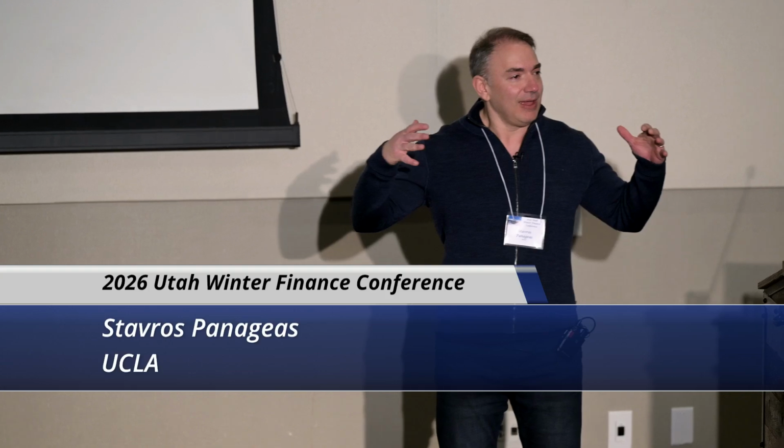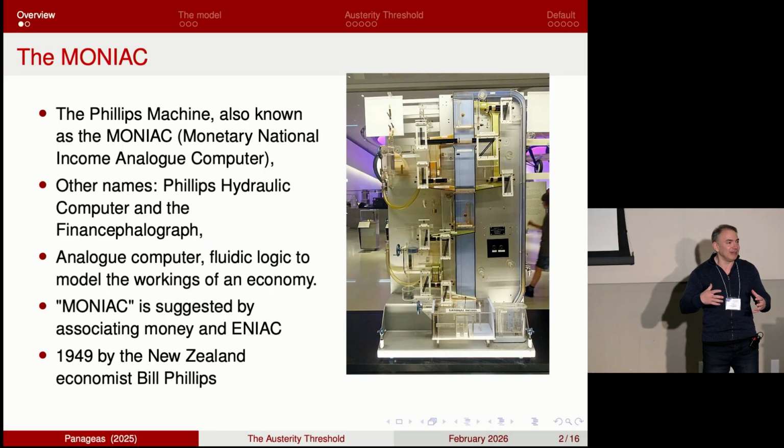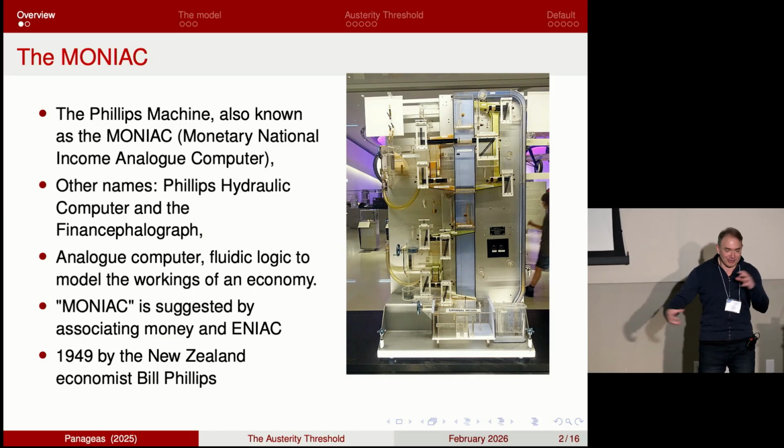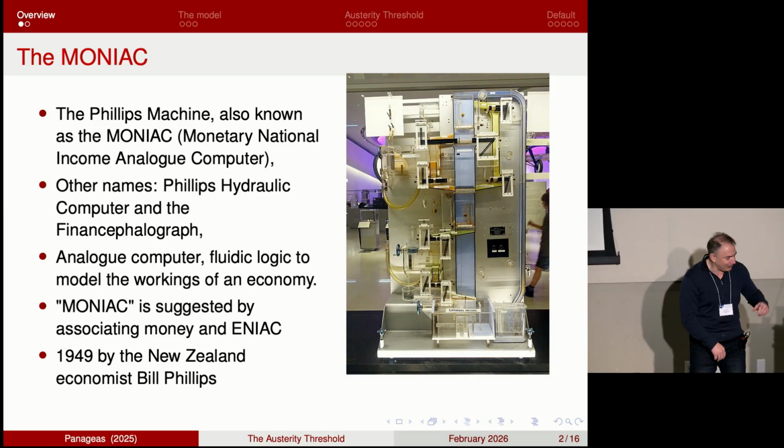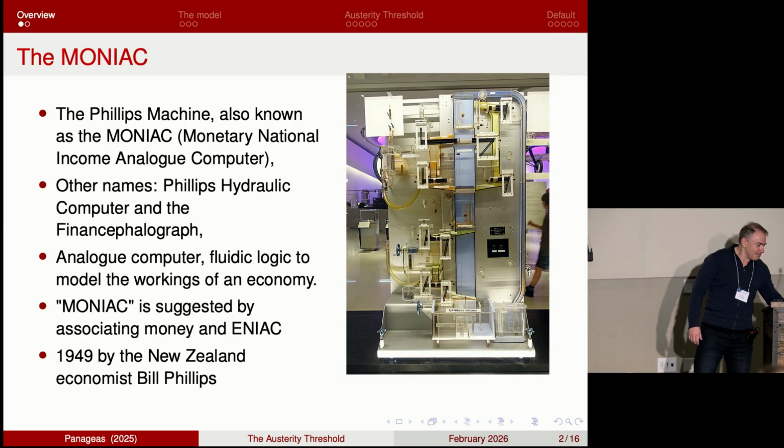Okay, so this was created back in 1949 by New Zealand economist Bill Phillips to illustrate the workings of a Keynesian economy. It's like this huge contraption, and it's a liquid computer where you put the liquids in. There's all sorts of compartments that move, and the water moves in and all that. Why am I saying that?